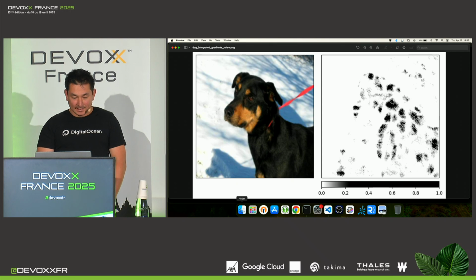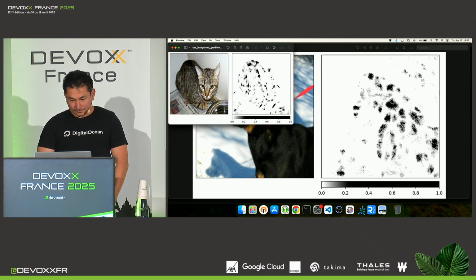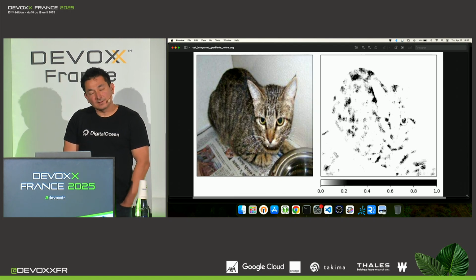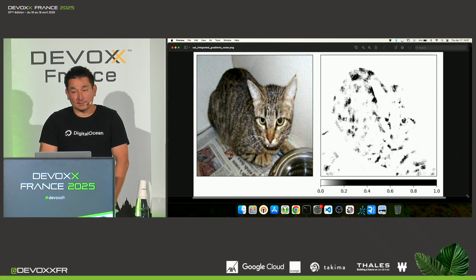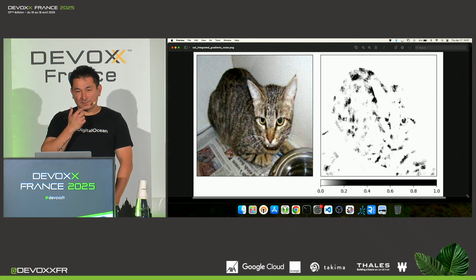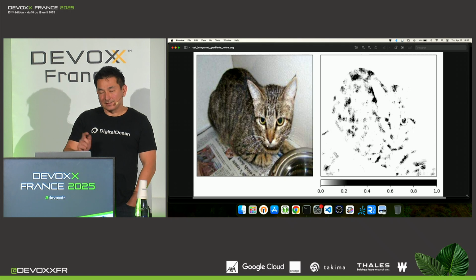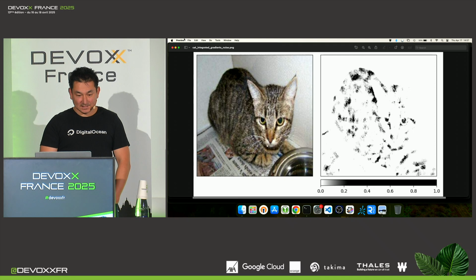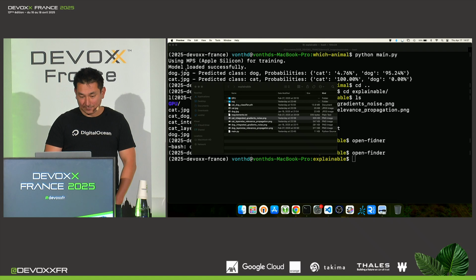And likewise for a cat. Cat picture on the left, and on the right, all of the things that positively contributed to determining that this was a cat. You can see its nose, its ears, its eyes. These are all the things that contributed to it getting classified as a cat. So pretty cool. It's a very awesome tool. And like I said, there are other tools out there. I just happen to like Captum.